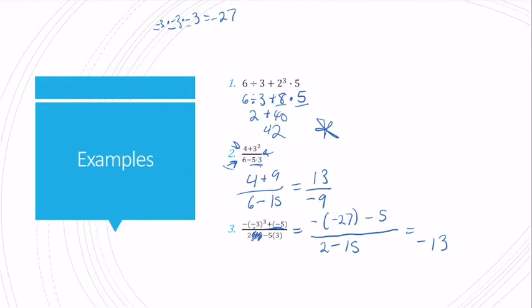Now I need to distribute this negative because this is really like multiplication by negative 1. So I've got 27 minus 5, which is 22, divided by negative 13. And I'm going to leave this as a fraction.